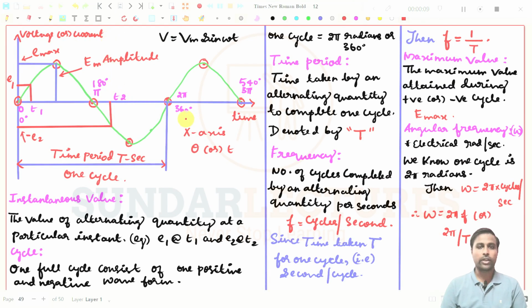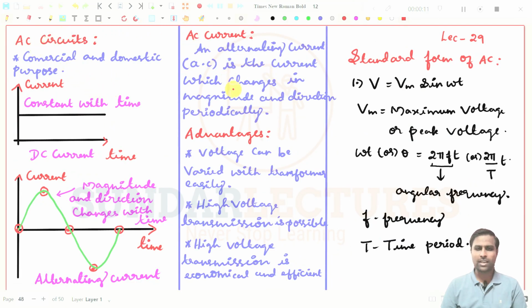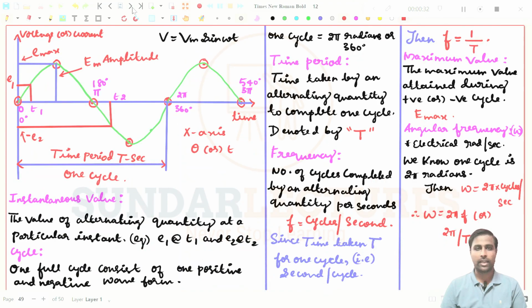So in the last class, we started the basics of AC circuits. In that, we compared what DC and AC are with these two waveforms, and then we discussed the advantages of AC circuits. We went through the standard forms of AC circuits, and then we saw the basic terminologies related to AC quantities, right? I told you in the last class itself.